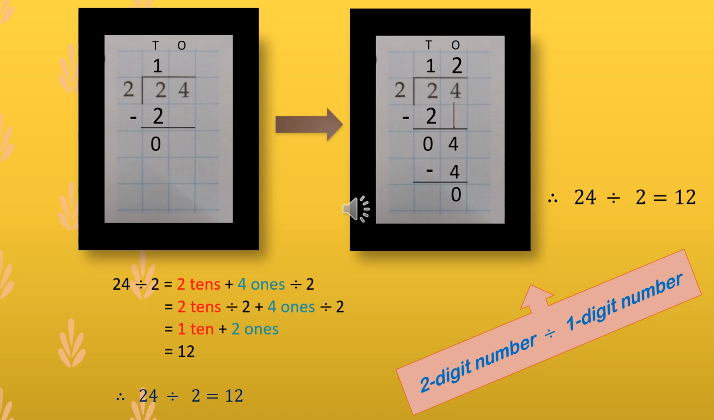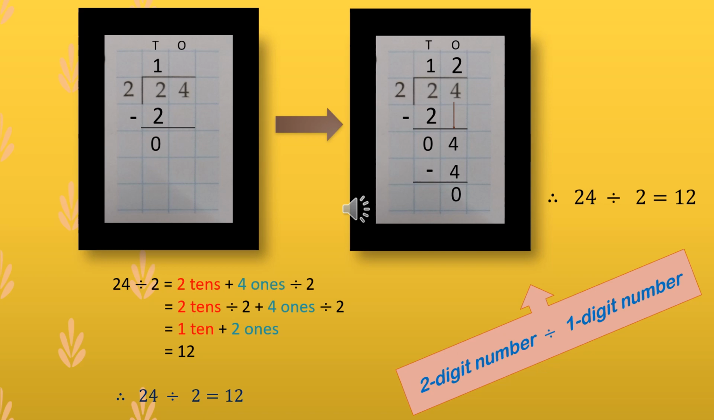Children, I have shown two methods here to solve this question. We can solve this type of division sums by two methods. First method is the easiest one. Okay, I will teach both the methods. See, 24 divided by 2 means 24 is our dividend, which is a 2-digit number, and 2 is our divisor, which is a 1-digit number. Okay, now let's see how to solve. We shall divide it in two steps.